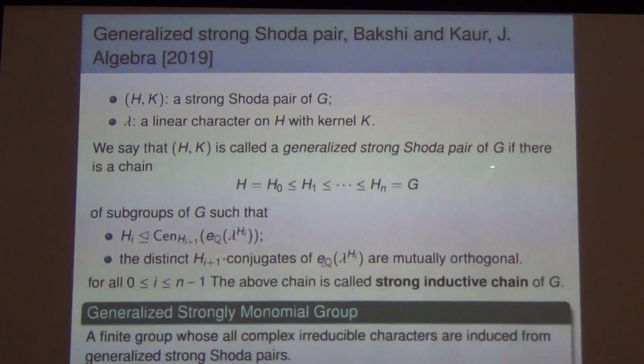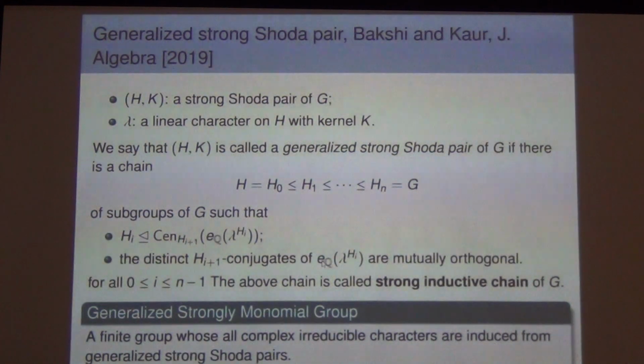So if you remember, a Schroder pair is called a strong Schroder pair if I added two constraints, that K is normal in H and the distinct H conjugates are mutually orthogonal. What we did, this is work done with Gurmeet in her PhD thesis, is call it a generalized strong Schroder pair. We added too many adjectives. Earlier we added extremely strong Schroder pairs, and then we had no name for that. Instead of going directly from H to G, you go in parts. If you can find a series of subgroups of G such that H_i is central in this, and distinct H_{i+1} conjugates are mutually orthogonal, the same condition, but not in one step, in multiple steps.